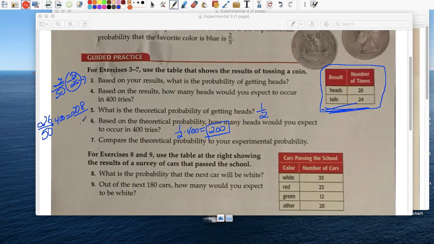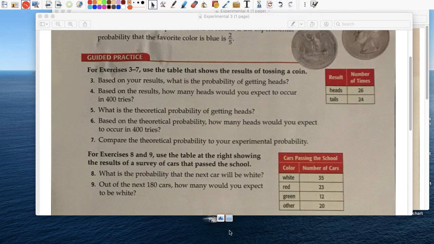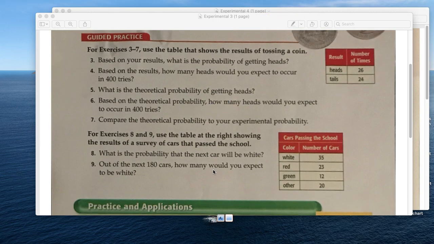Compare the theoretical to your experimental probability. Well, based on the experiment, it seems like it's landing on heads a little bit more than what we expect, which would be the theoretical. Okay. Again, simple answers.